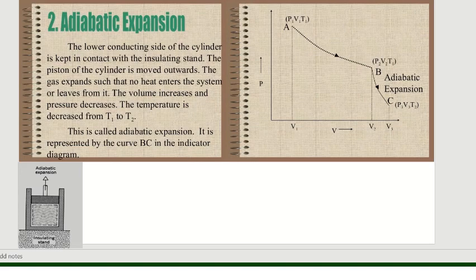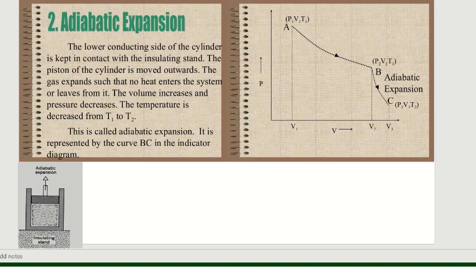Next is adiabatic expansion. Adiabatic expansion means it is an adiabatic process, a very fast process where pressure, volume and temperature keep changing, but heat is not exchanged between the system and the surroundings. In short, we say that heat is kept constant.